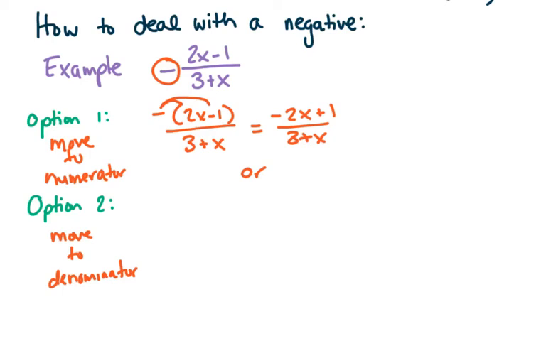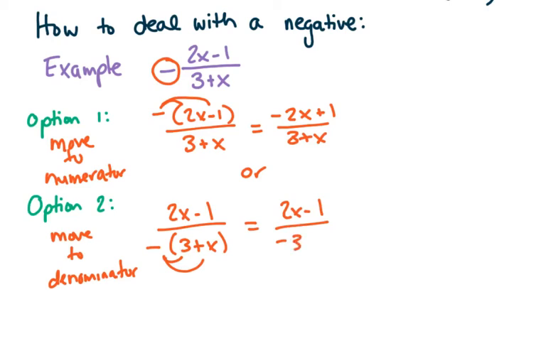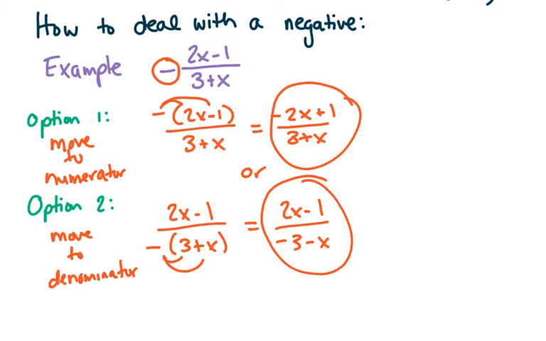So I could have written it as 2x minus 1 over -3 plus x, and then distribute. And so these are equivalent, and they're the same thing, they just look different. I tend to always move mine to the numerator. I just like to be consistent, but either way is fine.